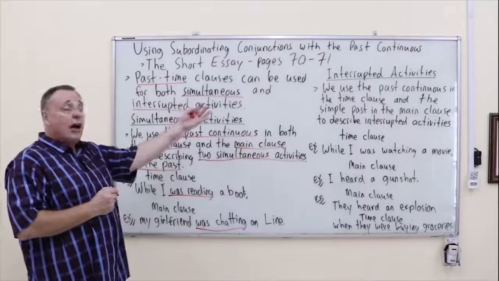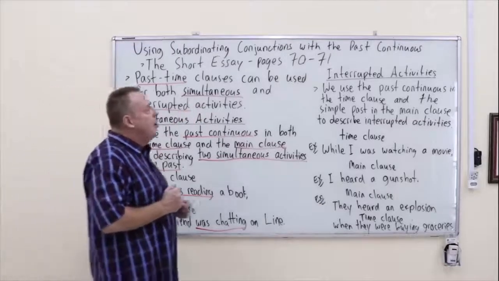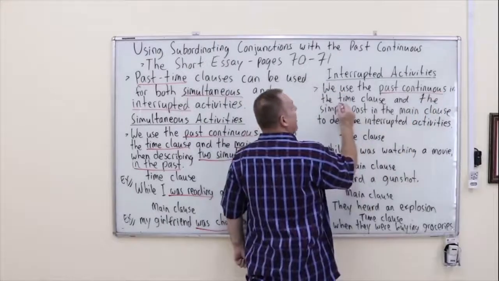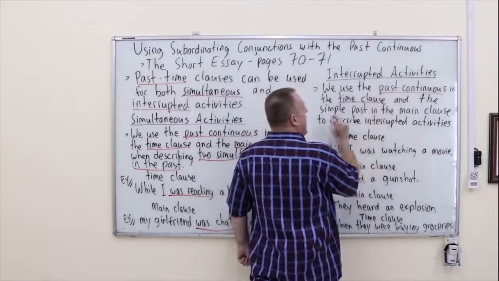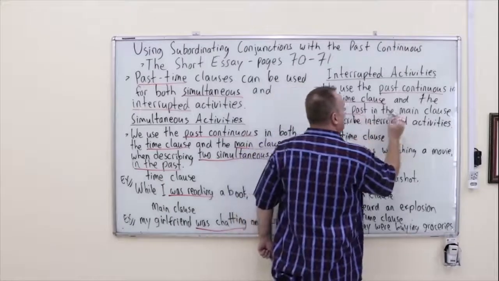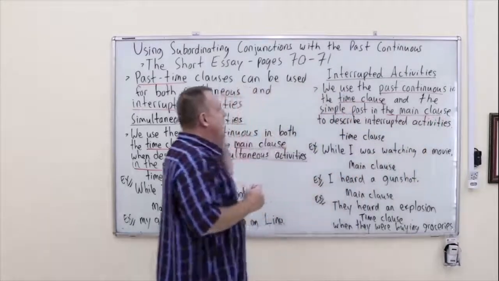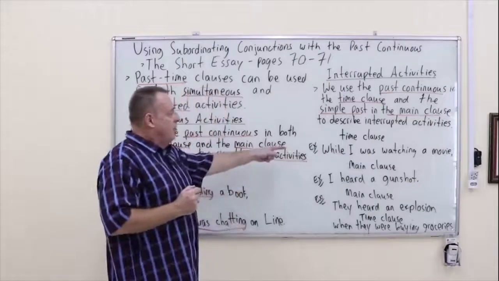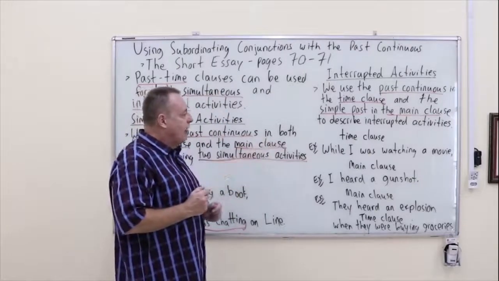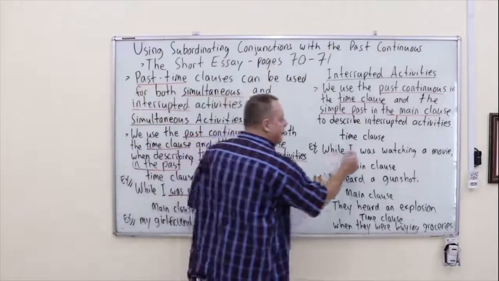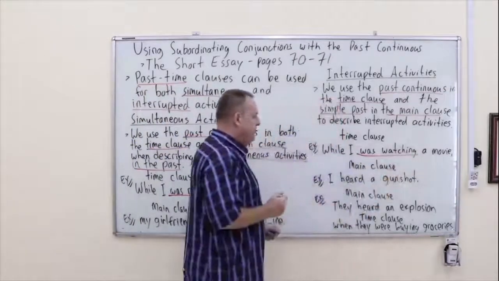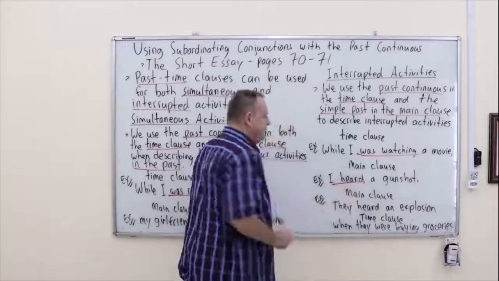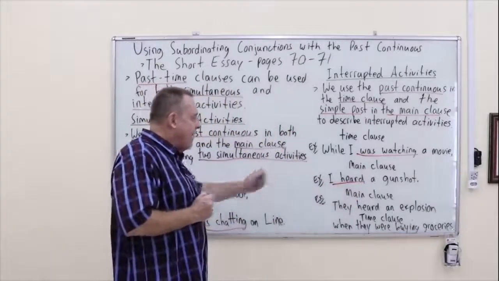Now, let's talk about interrupted activities. So we use the past continuous in the time clause and the simple past in the main clause, okay, to describe interrupted activities. So let's look at this one. So we'll begin with the time clause. While I was watching a movie, I heard a gunshot. Okay, so simple past.